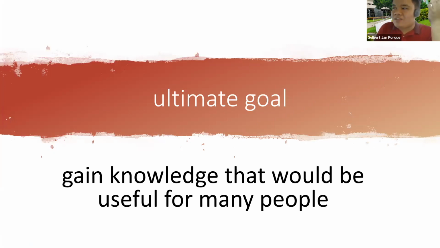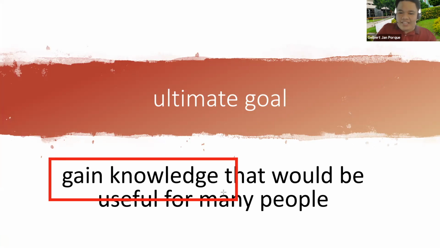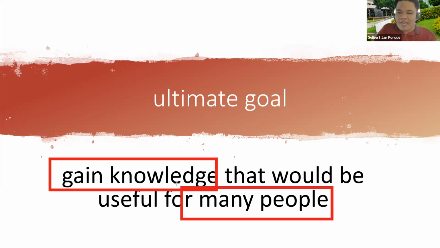Let's say, for example, I'll search about hormonal changes related to love. Okay, that would not just translate into a research because that would not be useful for many people. So your ultimate goal is to gain knowledge that ought to be useful for many people. Take note of the phrase there, many people. If that will only be useful to you, think twice before you pursue your research.